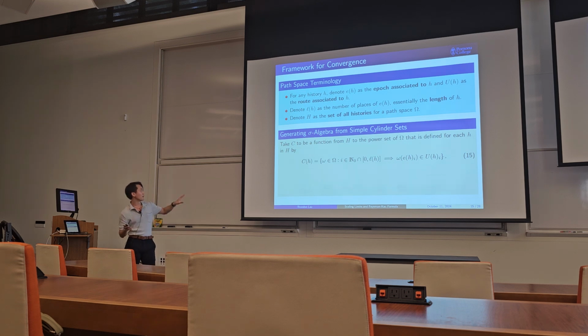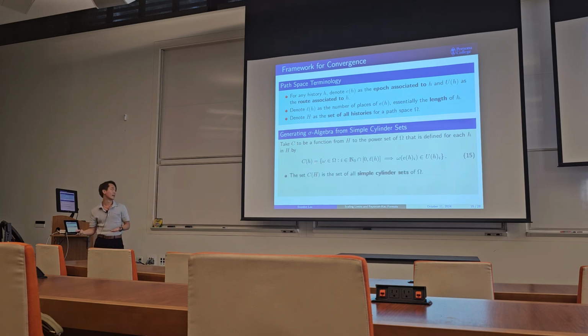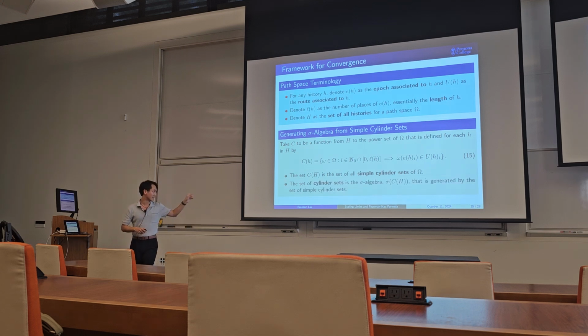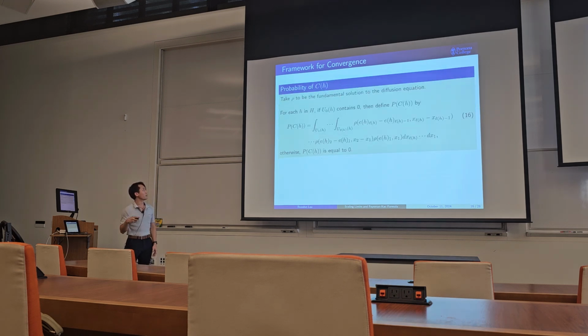Now, we're going to define a new function C to be a function from big H up to the power set of omega, and define it for each little h in big H as follows. This is really nice because this C of h is actually a simple cylinder set, and using the set C of big H, we have the set of all simple cylinder sets. We're going to use this for the following. The set of the cylinder sets is a sigma algebra that is generated by all these little ones right here. So this is going to be important later on in the process.